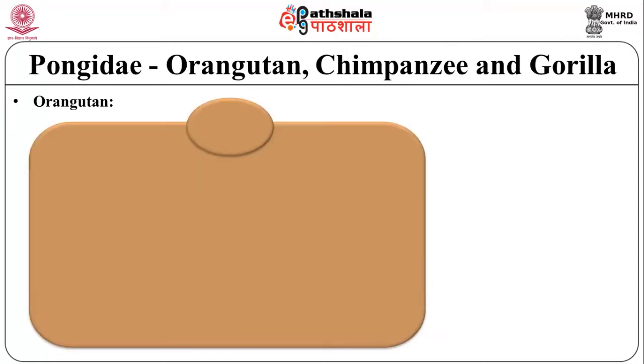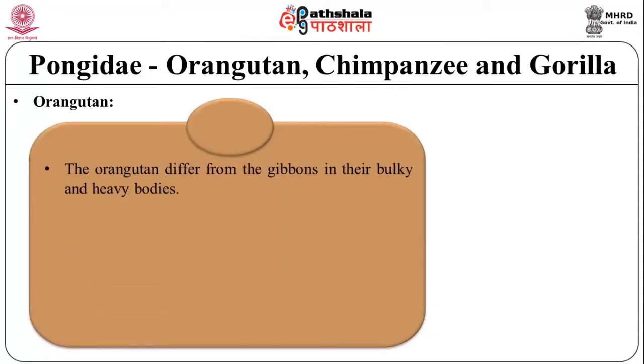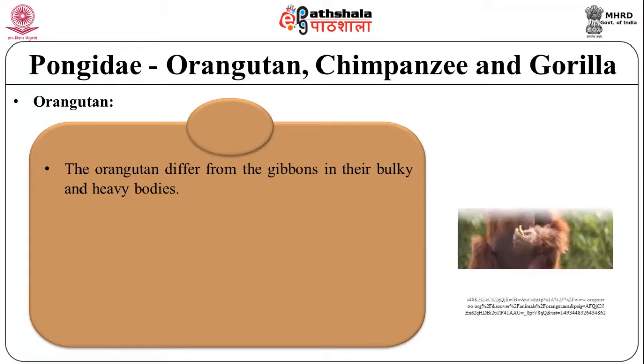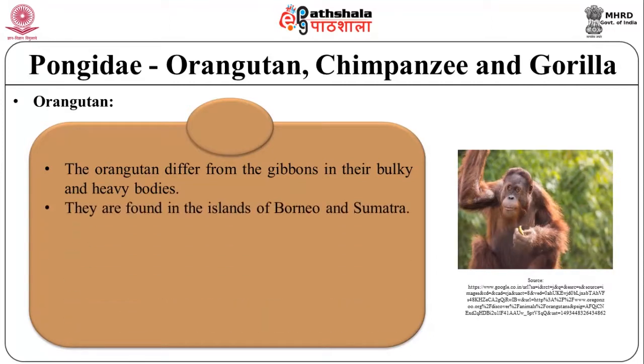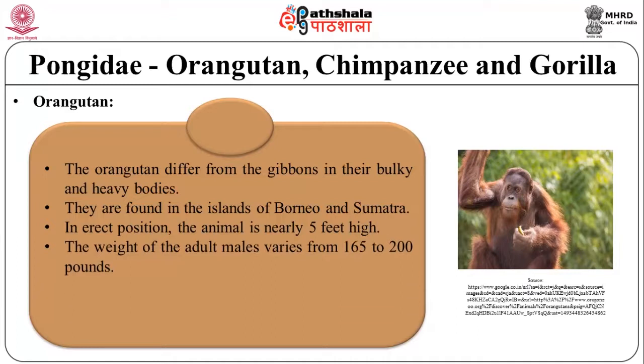Orangutans differ very much from the gibbons in their bulky and heavy bodies. They are found mostly on the islands of Borneo and Sumatra. In erect position, the animal is nearly 5 feet high. The weight of the adult males varies from 165 to 200 pounds. The females are somewhat lighter.